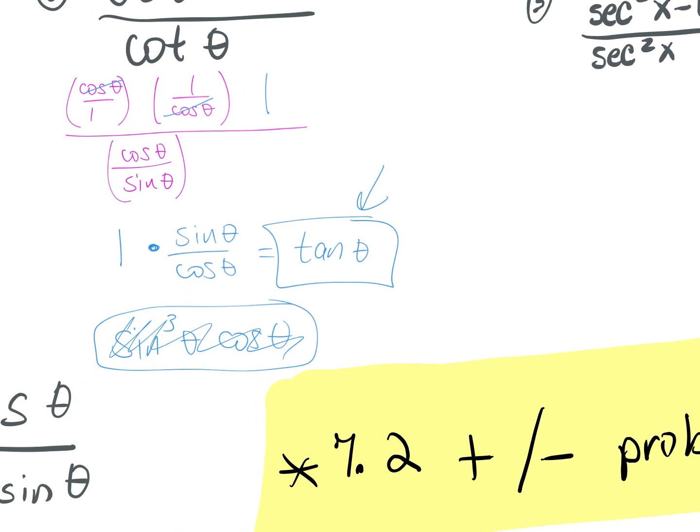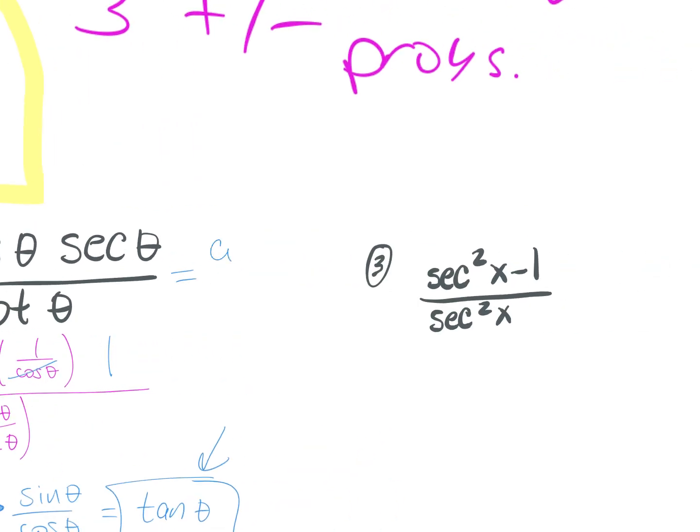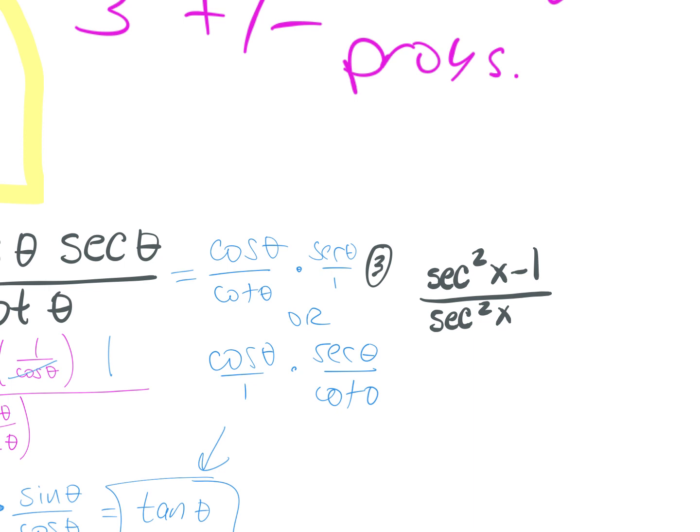Yes, ma'am. If you would have taken it apart, one of them would have the cotangent under it, and one of them would have 1. Yes, a good question. If you would have taken it apart from the beginning, you could do cosine theta over cotangent theta times secant over 1. Or you could have done cosine over 1 times secant over cotangent. Either way. Good question, though. If you are multiplying and you pull apart, the denominator stays with one piece and the number 1 goes with the other piece. If you're adding or subtracting, you pull apart, the denominator stays with both.